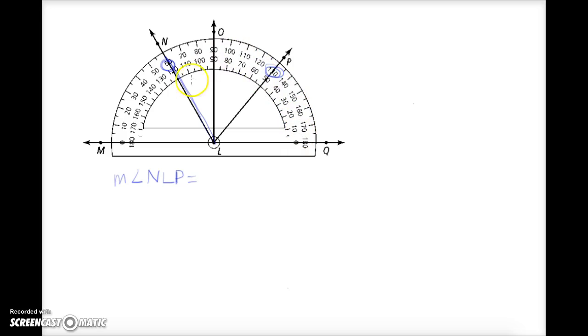Okay, notice those are both in the top row. We could use the bottom row of numbers. Either one would give us the same measure. So if we take the absolute value of 60 minus 130, that's equal to the absolute value of negative 70, which is equal to 70. So the measure of angle NLP is 70 degrees.